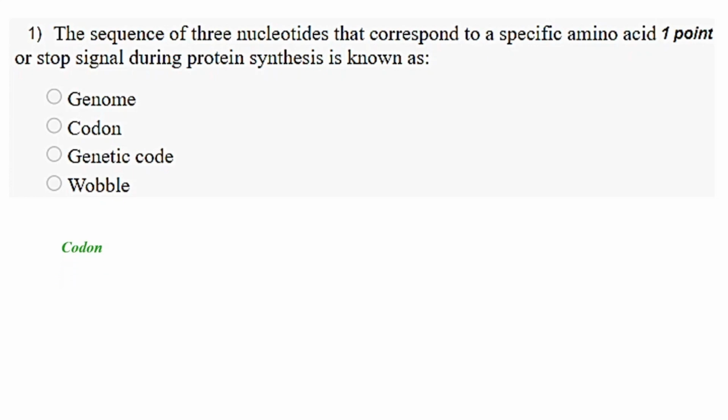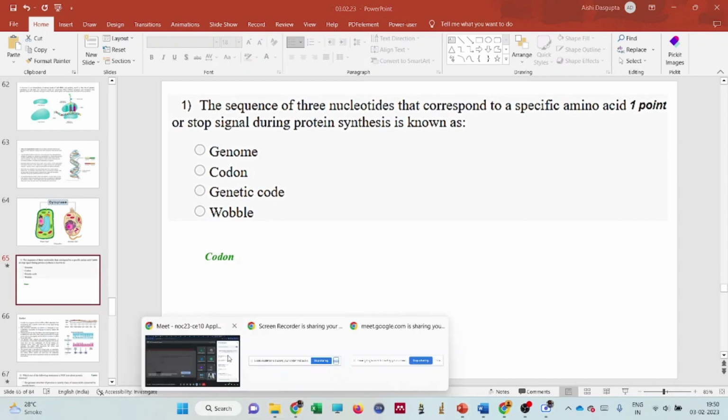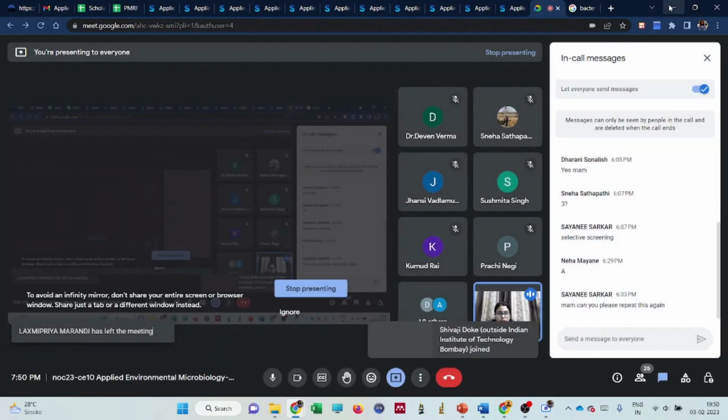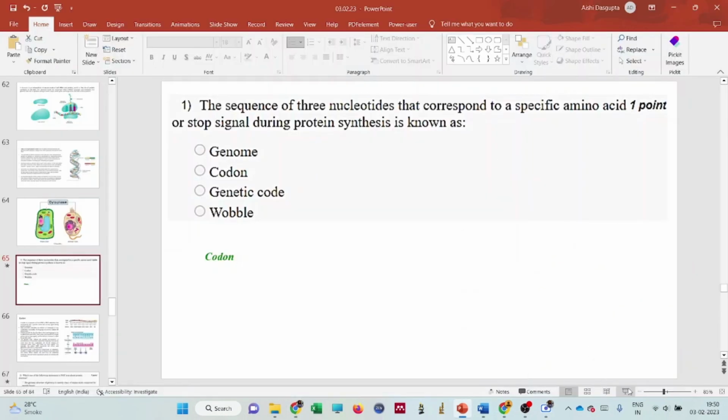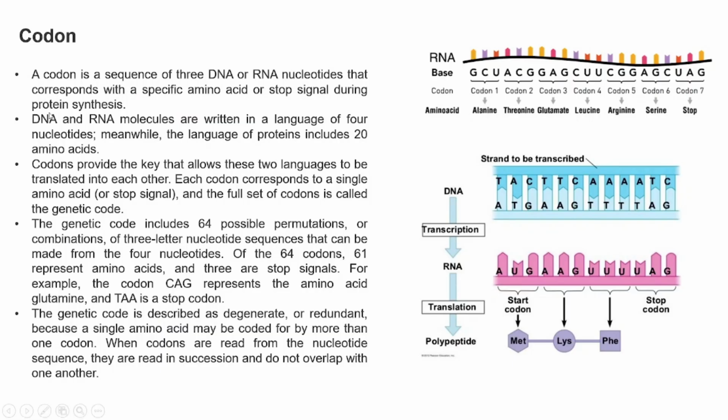So codon is the sequence of genetic code. It's a generalized word. The sequence of 3 nucleotides is called a codon, and it corresponds to a specific amino acid. So each amino acid is coded by a sequence of 3 nucleotides, and these 3 nucleotides in the particular sequence is called a codon. So what is a codon?